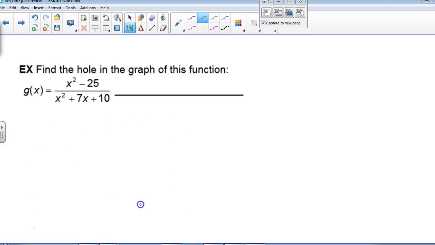There's a question or two that says find the hole. All you have to do is tell me the x value where it occurs. I'm not going to make you find the ordered pair. All right? How do you know there's a hole? Factor the same numerator and denominator. Whatever would make a 0 numerator and denominator is where the hole would exist.